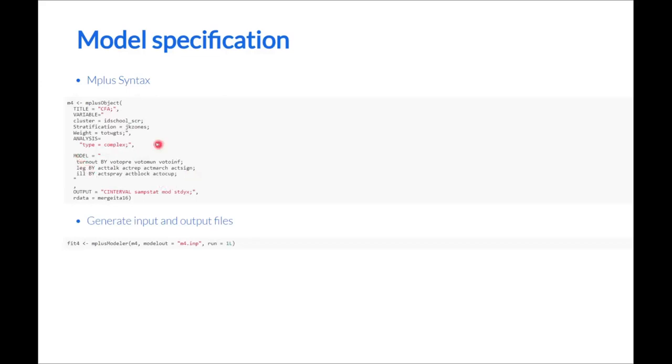Here we can specify the three latent variables: turnout by the three formal variables, indicators, legal activities, and illegal activities. And this is the code to create the model in Mplus. This creates the input file for Mplus.